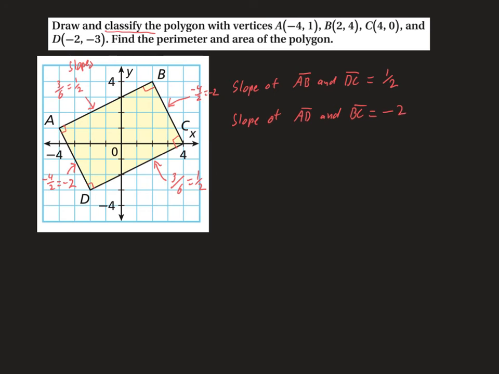So as we go around the figure, this is slope 1/2, and this was -2. This is 1/2, and then this one here is -2. And so 1/2 compared to -2 are opposite reciprocals of each other. And if slopes are opposite reciprocals, that means that the line segments are perpendicular to each other. So now I can say that since the consecutive sides are perpendicular, then ABCD is a rectangle.